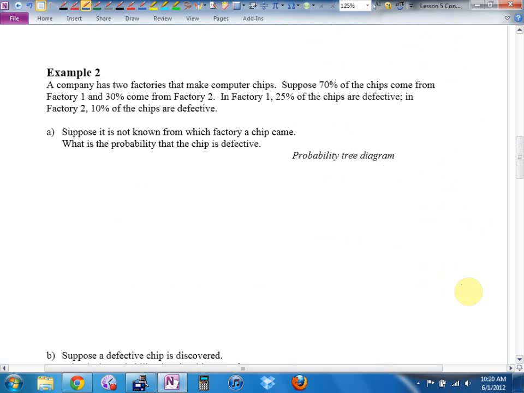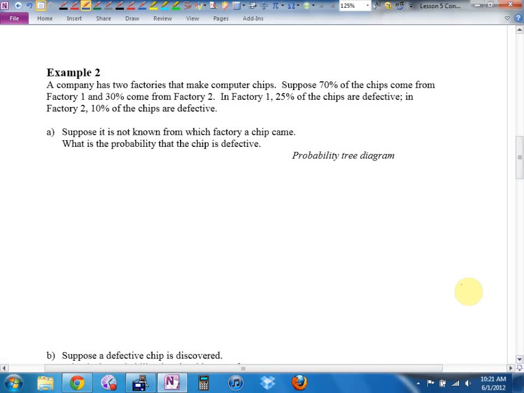I like example 2. Example 2 is a nice question. A company has 2 factories that make computer chips. Suppose 70% of the chips come from factory 1 and 30% come from factory 2. In factory 1, 25% of the chips are defective. In factory 2, 10% of the chips are defective. A says, find the probability that a chip is defective, and B says, given that a defective chip is discovered, what's the probability that it came from factory 1?